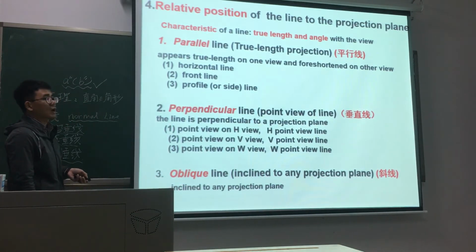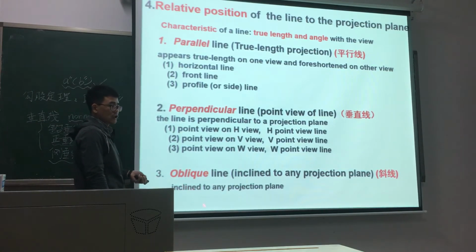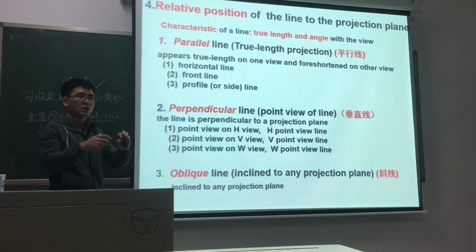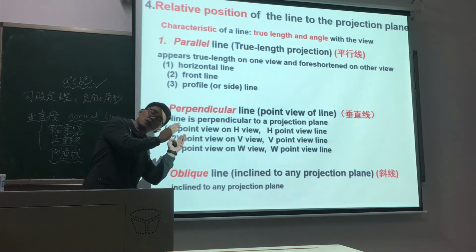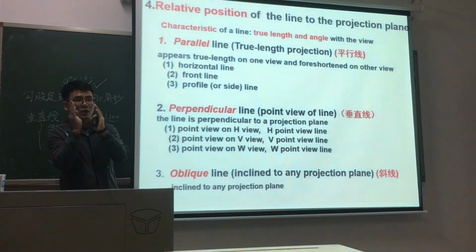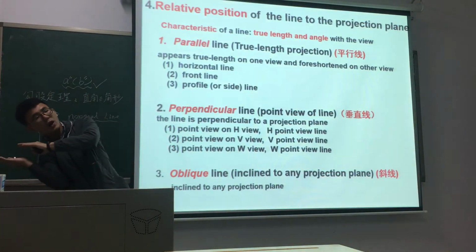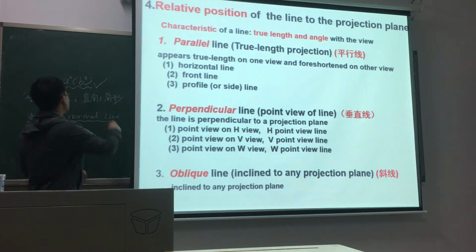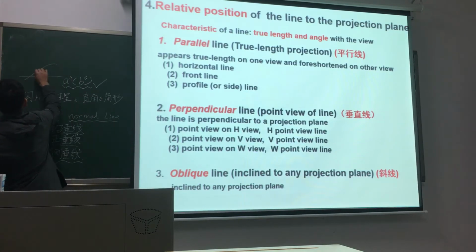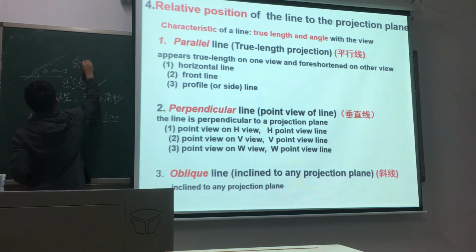Oblique line is inclined to every plane. This line we call in Chinese 斜线. 斜线 means there is an angle, but the angle is not 90 degrees, not 180 degrees. The angle is between 0 and 180 degrees. This is the meaning of 斜. Okay.